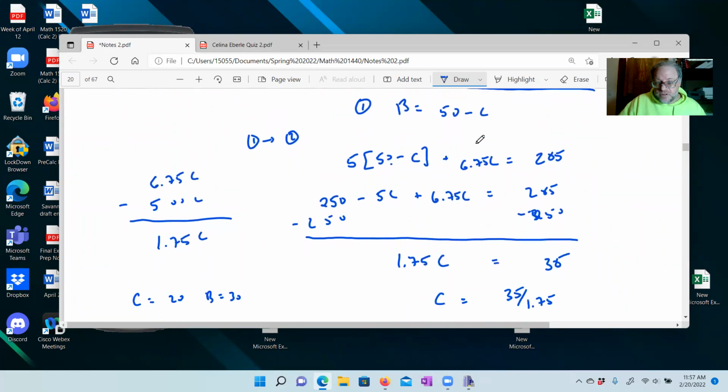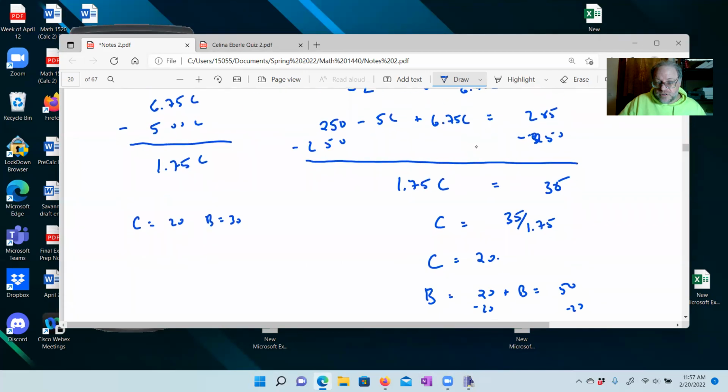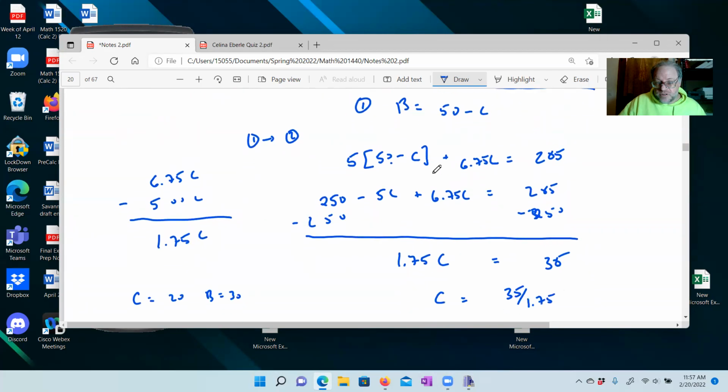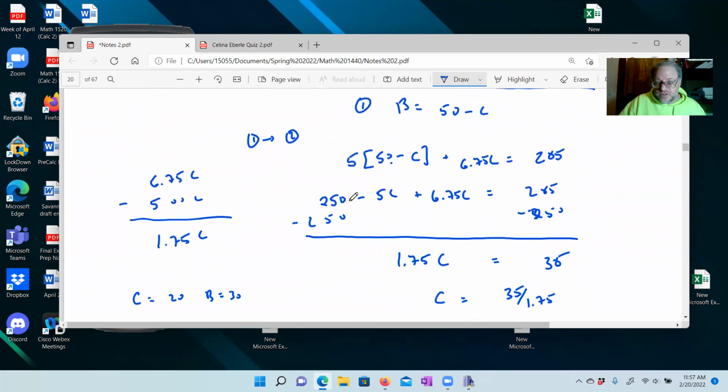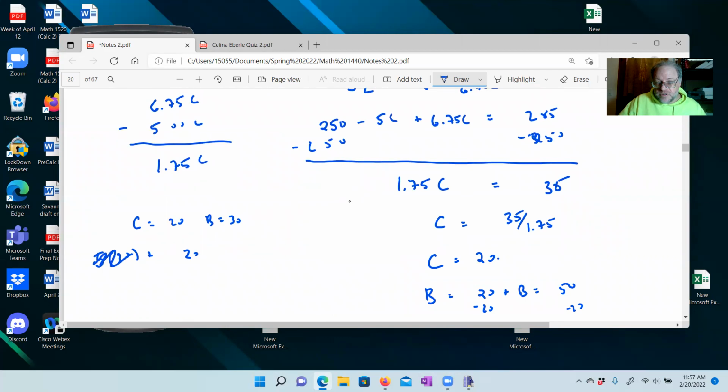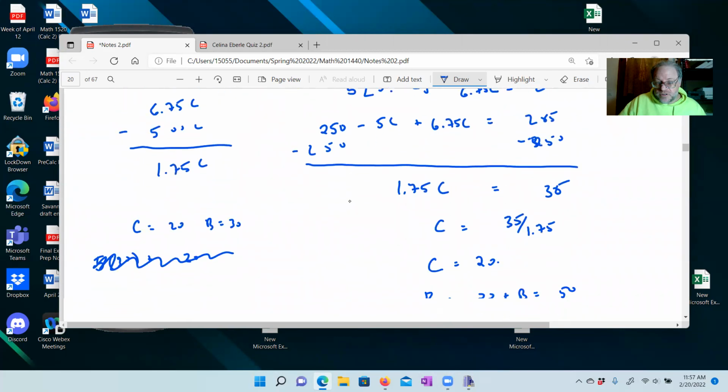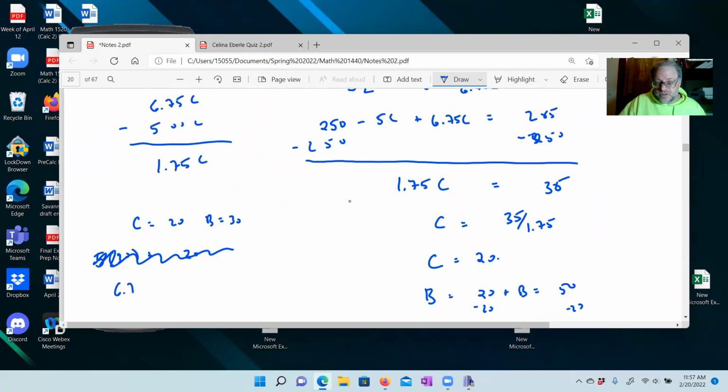Do we want to be able to check it and put it in the other problem and see what's going to happen here? So we have $5 worth of Brazil nuts plus, sorry, what do we have here? We have $6.75 of cashews. So how about we do this? Where's the right equation? Okay, so this is going to be $6.75 times 20 pounds, plus $5 a pound of 30 pounds. And we'll see what that is.